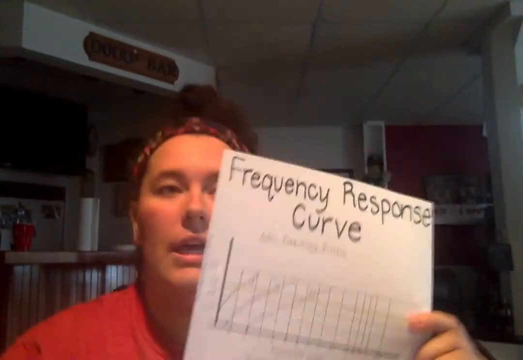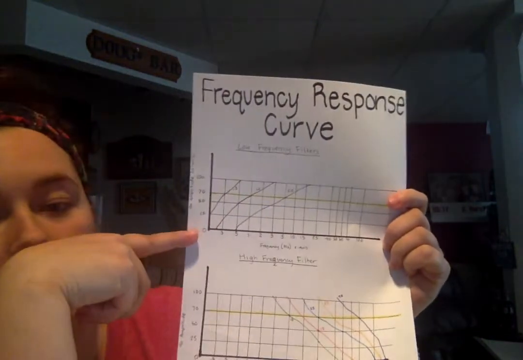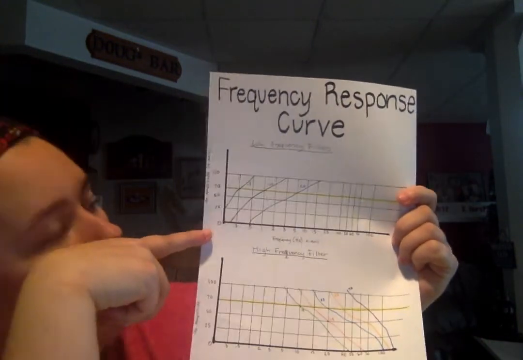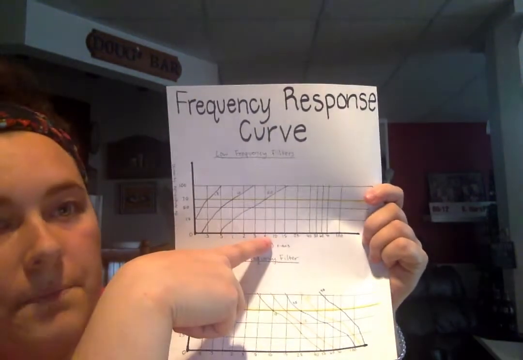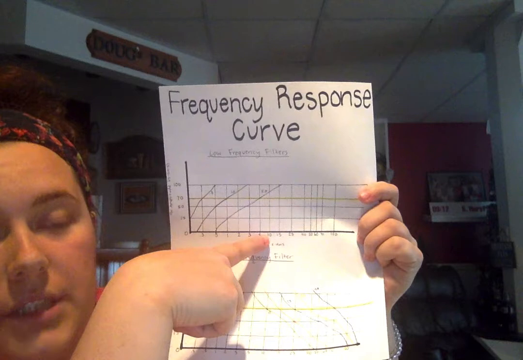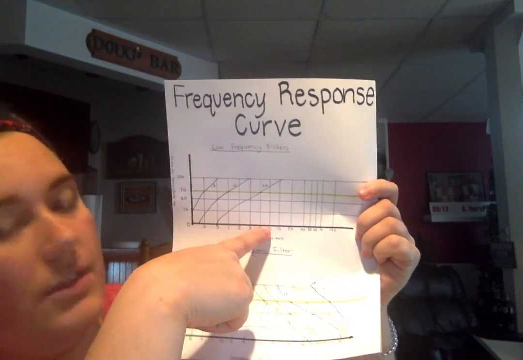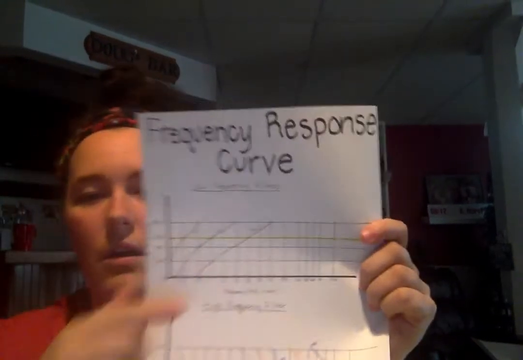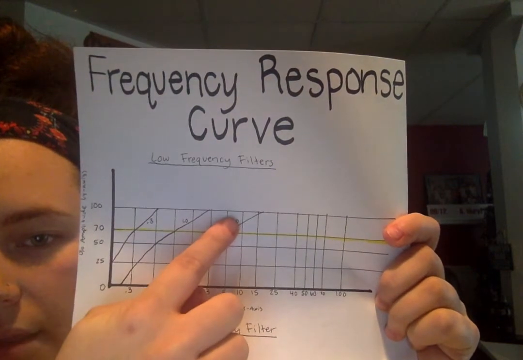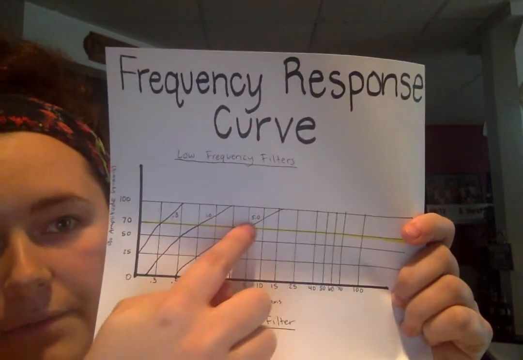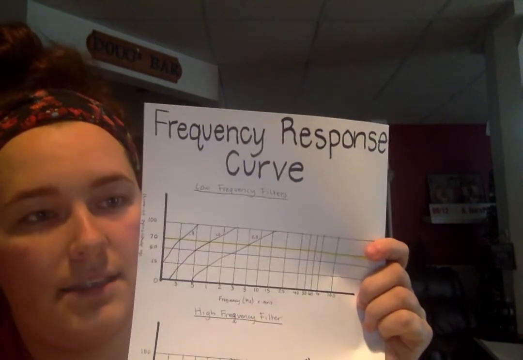So for example, if we were to use the low frequency filter graph, which is the one on top, I would put my finger on the 0 on the x-axis and slide my finger to the right until I reach 5 hertz. Then I will move my finger up until I run into the curved line labeled 5. And the 5 means that this is the 5 hertz low frequency filter. Then I will move my finger to the left until it runs into the y-axis line.